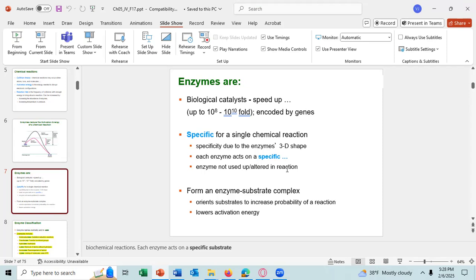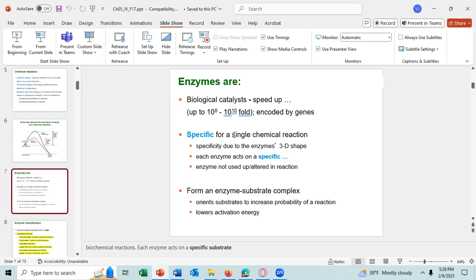Enzymes are not used up by a chemical reaction. They're not altered permanently in a chemical reaction. And so when the reaction finishes, that enzyme is now free to bind to another reactant. It'll be the same molecule, just a different molecule. And then the enzyme can work on its second molecule.